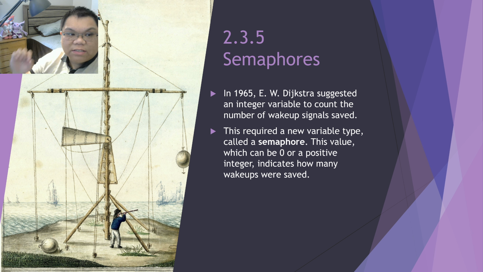So a semaphore is just a thing that signals, which is what this navel-looking thing here, these balls on strings, is. It's a thing that signals. So this signaling thing, this value, this semaphore, can be a 0 or a positive integer that indicates how many wake-ups were saved. So if a producer tries to send a wake-up signal to a process that might not be asleep yet, instead of that signal being lost, it's going to be saved.